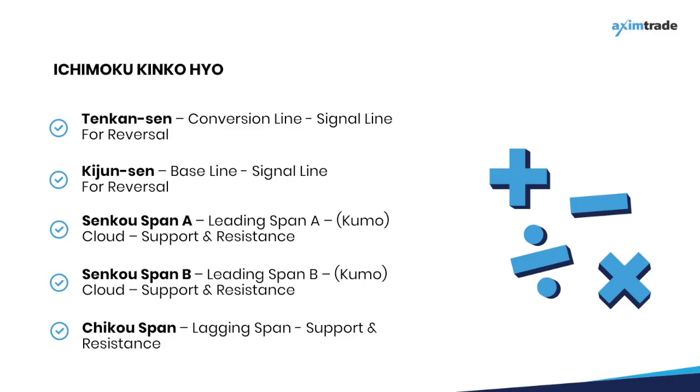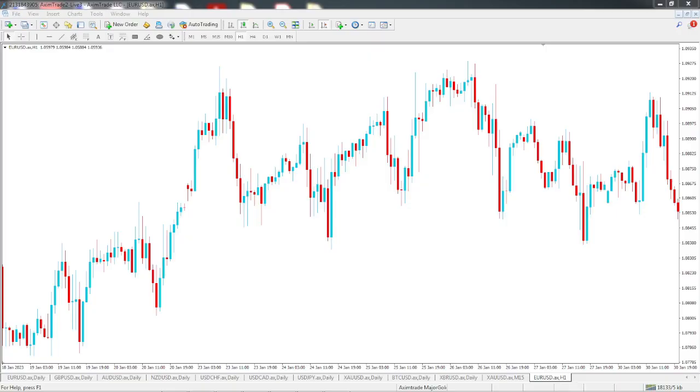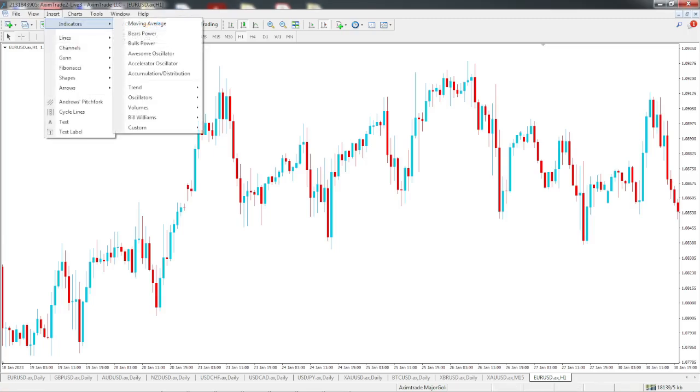We'll go through the Ichimoku trading technique in detail on chart and also how to use it in combination with price action. Let's begin with placing the Ichimoku Kinko Hyo indicator on chart. To place the Ichimoku Kinko Hyo indicator on chart, there are a few methods to do it. The first method is to go to Insert, then Indicators.